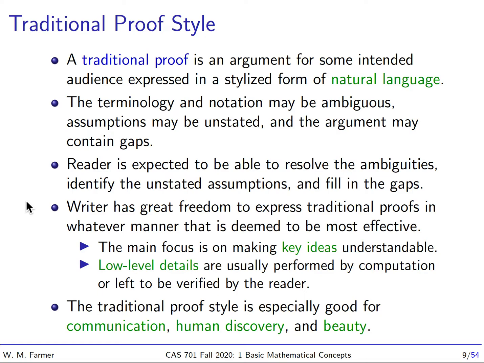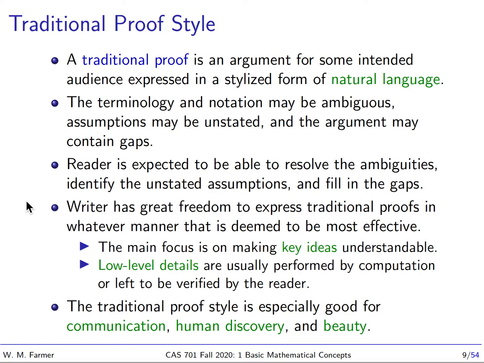And what's really good about traditional proof is the writer has great freedom, pretty much complete freedom, to express a traditional proof in whatever manner he or she deems to be most effective. So the main focus is on the key ideas, making these key ideas understandable. And low-level details, like if we take two 4-digit numbers and multiply them together and get another number, we need that for the proof. Those kinds of low-level details are usually either left to the reader to verify or they're done by computation.